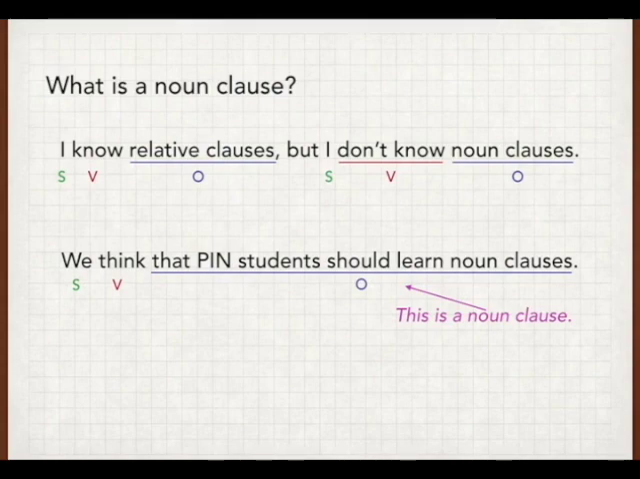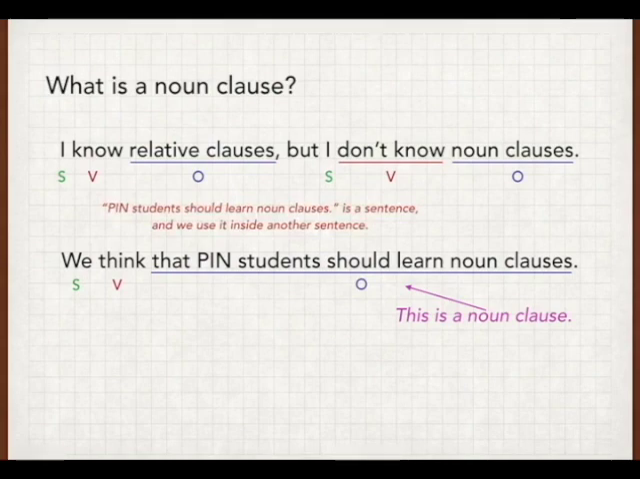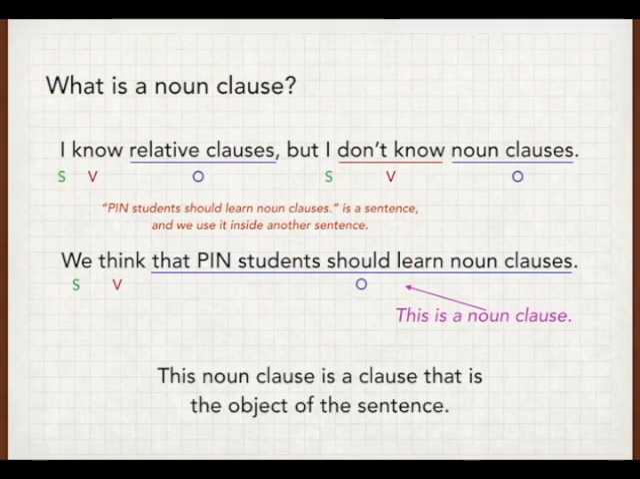Now, what is a noun clause? Inside a noun clause, we have a sentence. The sentence is, pre-intermediate students should learn noun clauses. This is a sentence. And we use this sentence inside another sentence. And to do that, we use a noun clause. So this noun clause is a clause that is the object of the sentence.